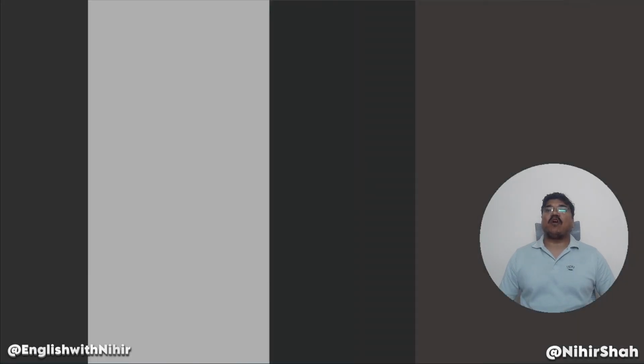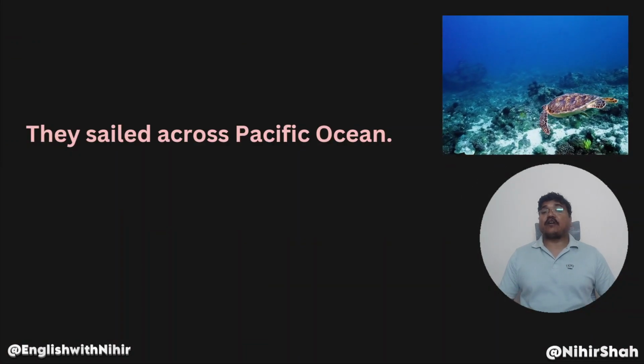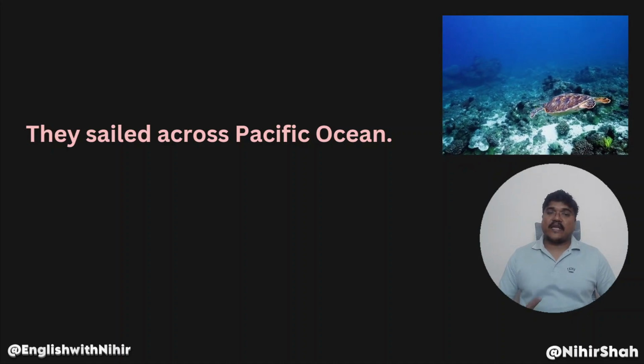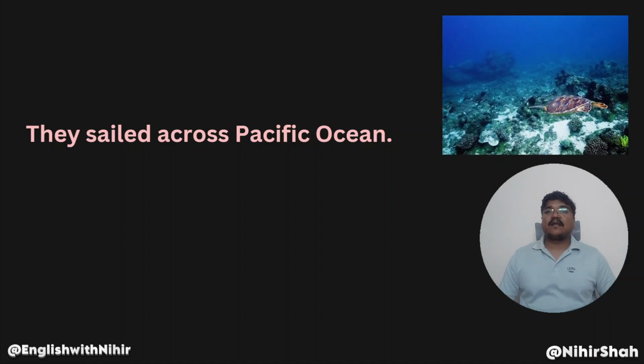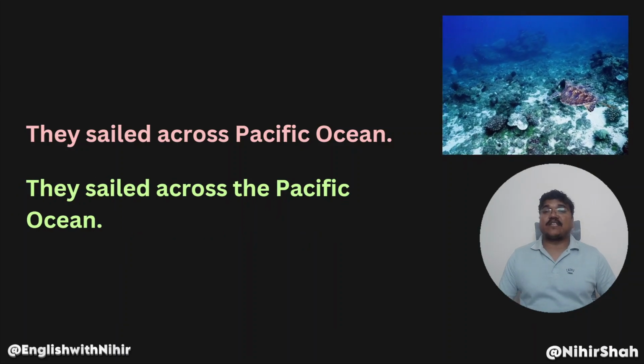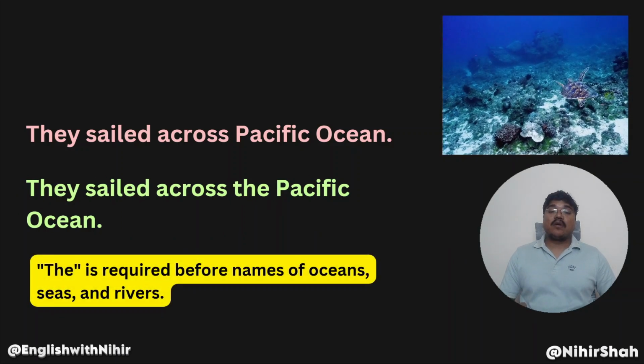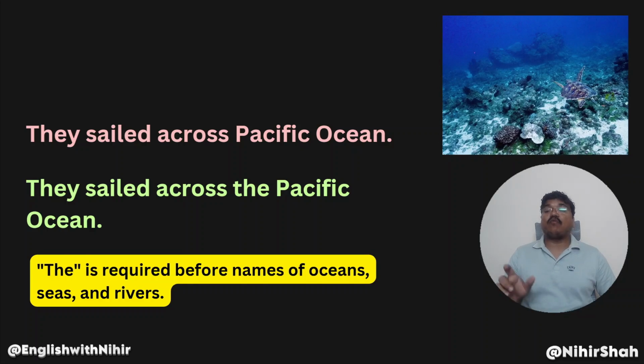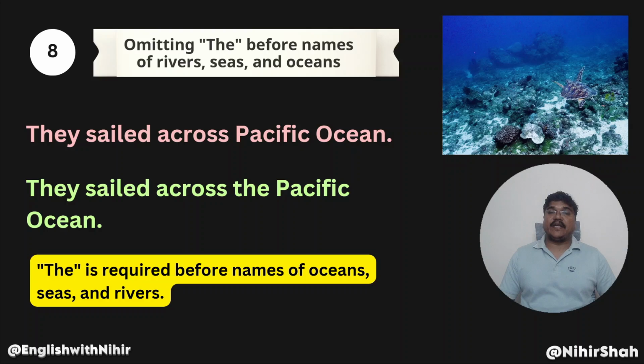Okay, let's move on. They sailed across Pacific Ocean. Can you find the mistake here? The correct answer is they sailed across the Pacific Ocean. Why? The is required before names of oceans, seas, and rivers. So this is mistake number 8: omitting the before names of rivers, seas, and oceans. Please don't repeat this mistake.